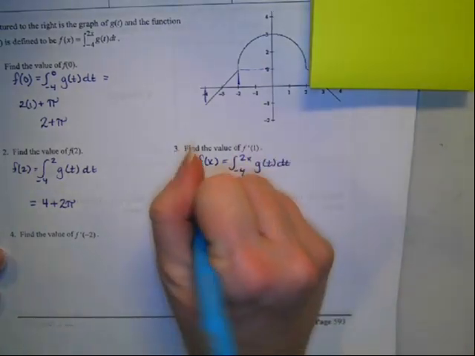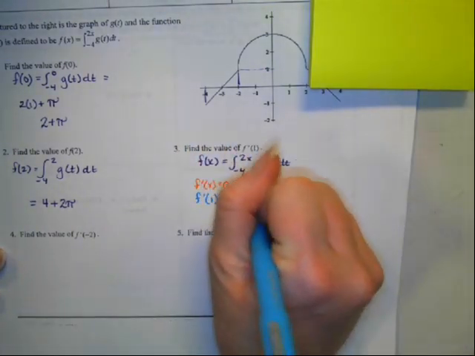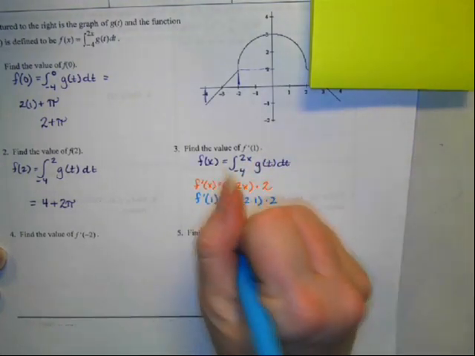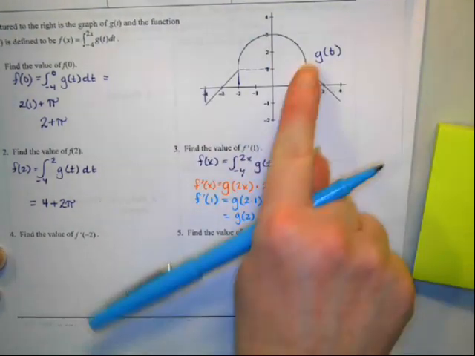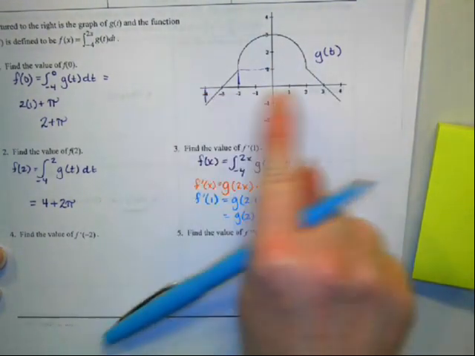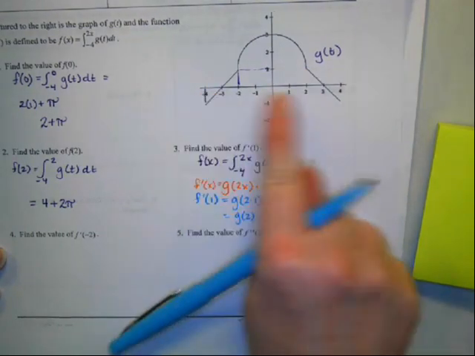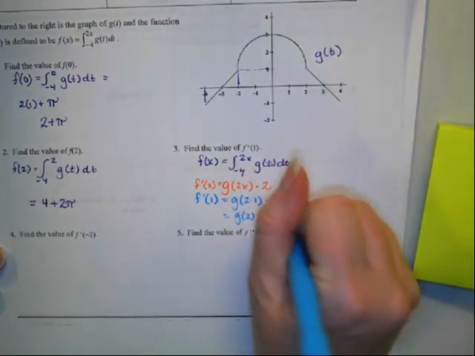So f prime of 1 is going to be g of 2 times 1 times 2. 2 times 1 is just 2, so I need g of 2. Well, what is g of 2? Remember, this is my g of t graph. So g of 2 is 1, because I just go over to the graph where g is 2 and look up, and that's 1. 1 times 2 is 2.